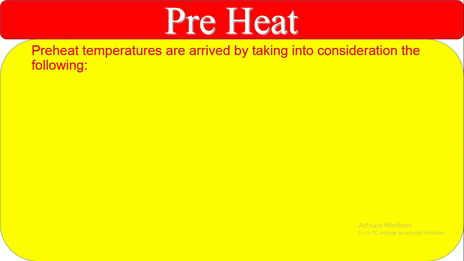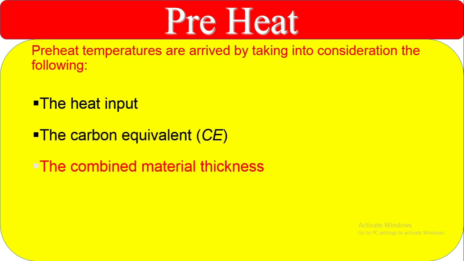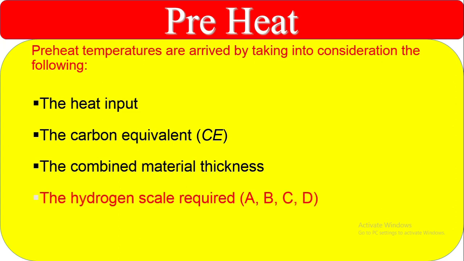Preheat temperature is arrived at by taking the following into consideration. First is the heat input. Second is the carbon equivalent. Third is the combined material thickness. And fourth is the hydrogen scale required. So these four things are important, and the preheat temperature depends on them.